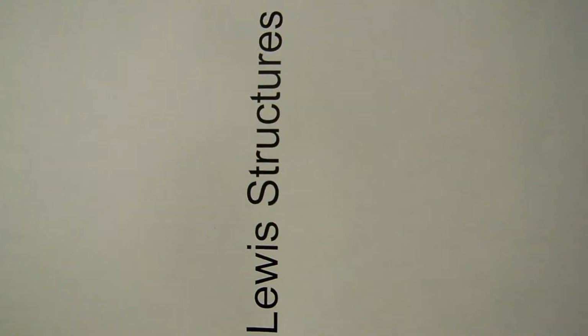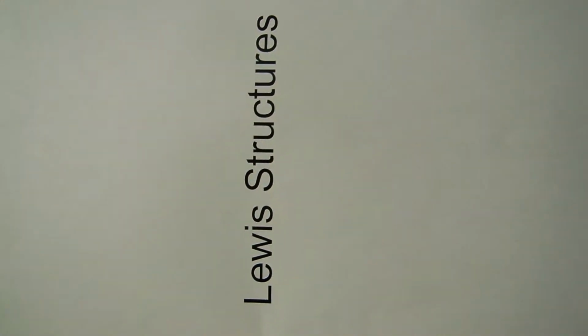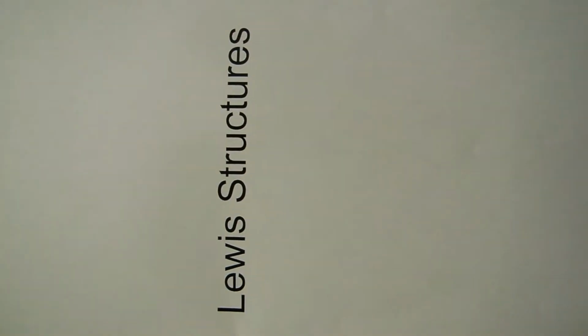In this video, you will be learning about Lewis structures. Let's begin with the basics. What are Lewis structures? Lewis structures are diagrams that show the bonding between atoms of a molecule and the lone pairs of electrons that may exist in the molecule.